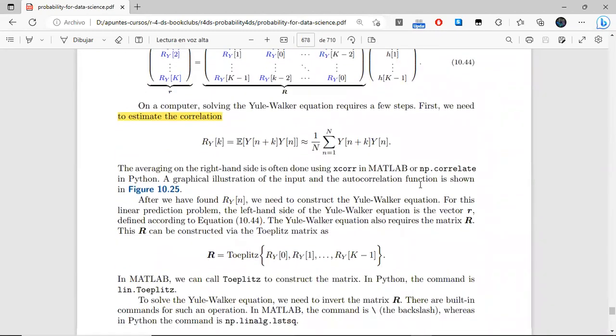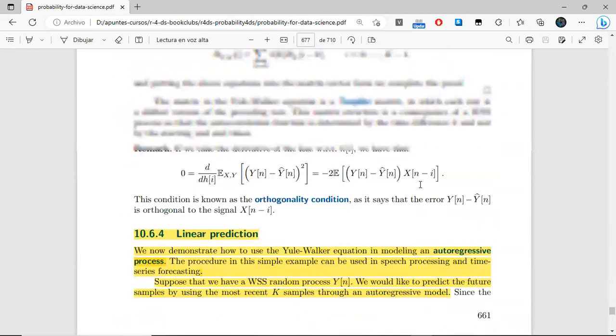Let me see if this is a regression. No, I think this is.